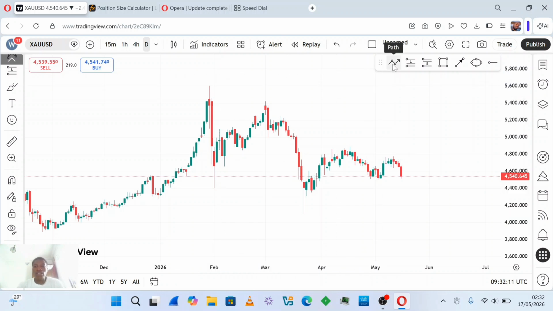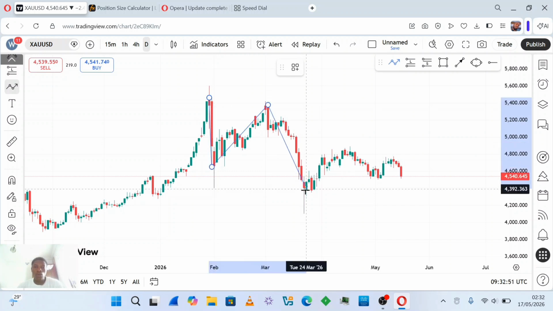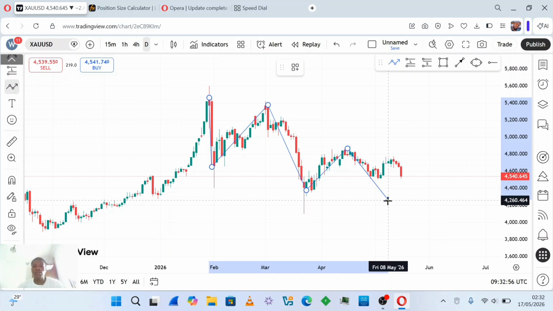First of all, I'll go by using this pen tool. So basically, this is the highest point that gold ever came to, 5,574.3380. That is the highest that gold ever came to. So I'll start by using this pen tool. This is a high, this is a low. We made a lower high, we made a lower low, we made a lower high. Now I'm expecting maybe a lower low or equal low. So that's just how I identify my trend.